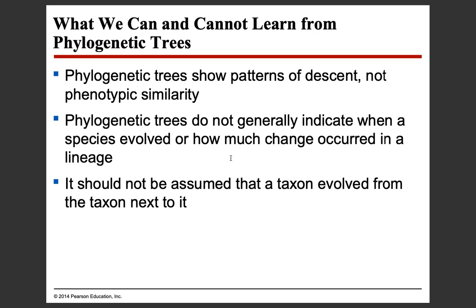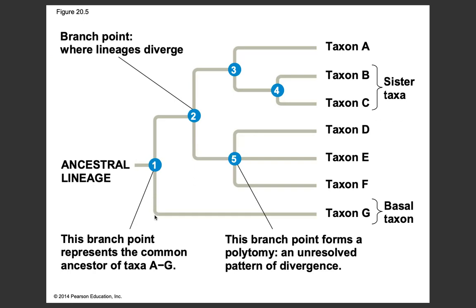So phylogenetic trees do not generally indicate when a species evolved or how much change occurred in the lineage, which is also something really important to explain. Just because this line is really long, it doesn't mean that there was a whole lot of change occurring here. Sometimes that's a common misconception. Like, this line is very short, so this was obviously a smaller change. Well, that's not necessarily true.